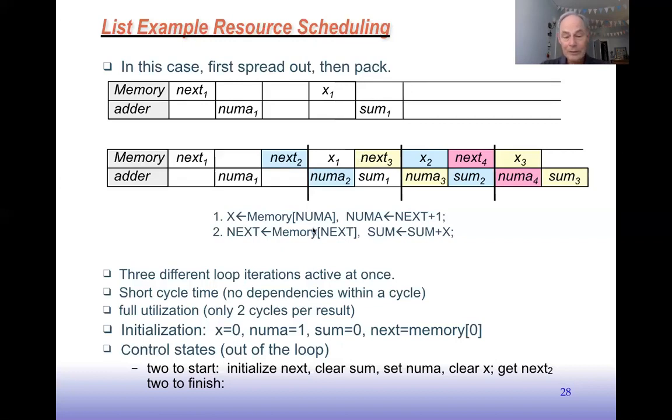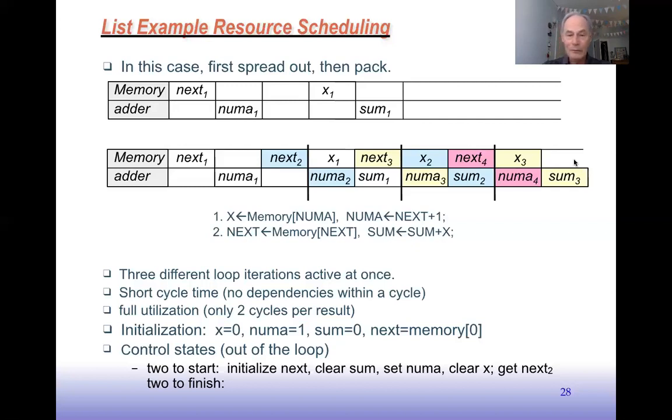We have a short cycle time because there's no dependencies within the loop, and full utilization, meaning only two cycles per result. It changes the initialization a little bit because we have this time here when we need to initialize, and then a little bit of time at the end. So we have this special stuff we do here, then we iterate this section, I think n times or n minus 1 times, and then we have this little final finish up section.